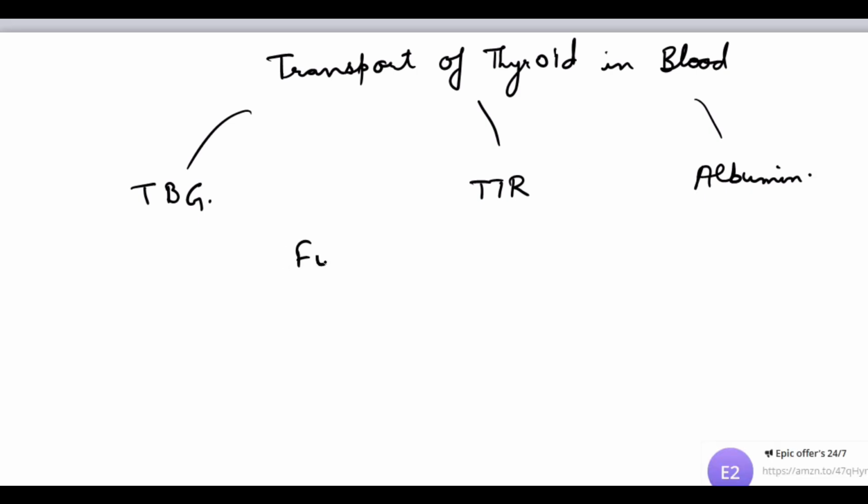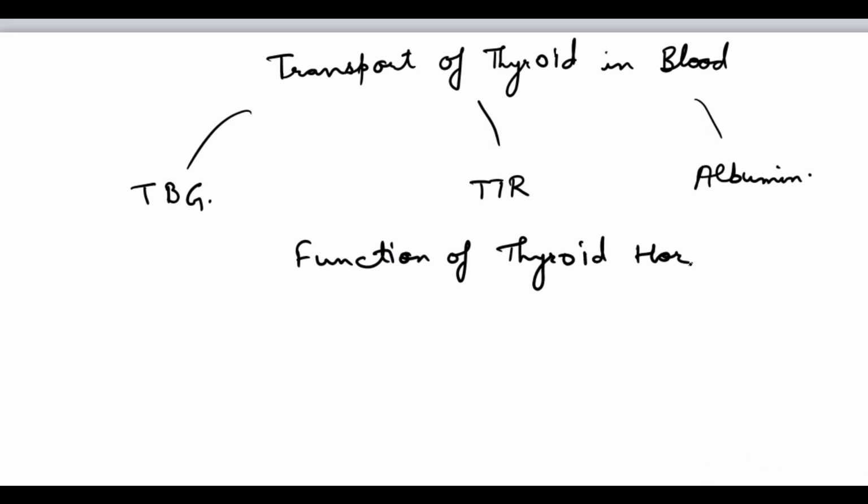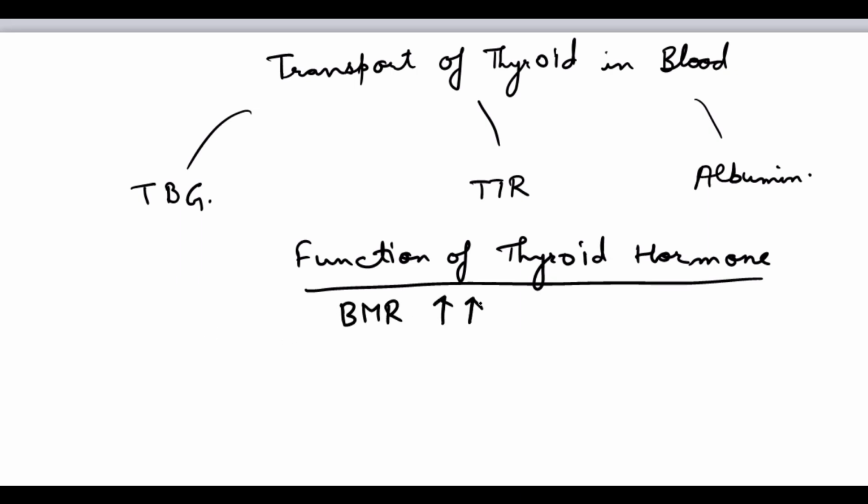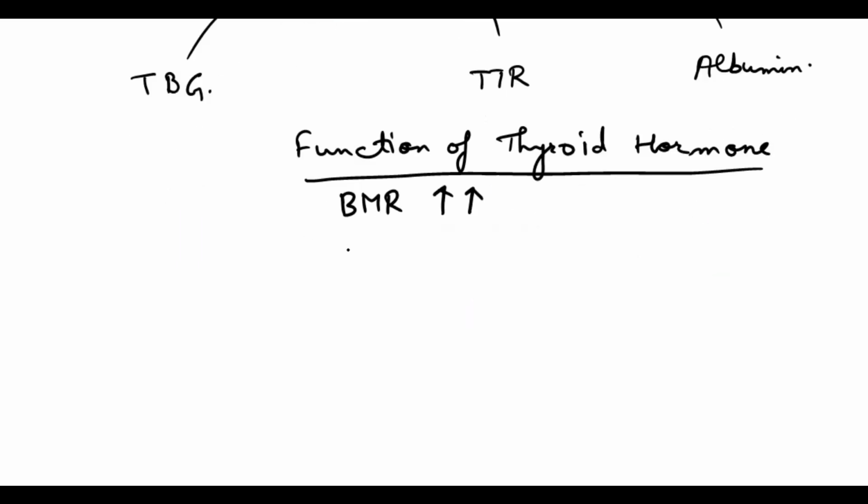Now let us discuss the functions of the thyroid hormone. First is that it increases the basal metabolic rate. Thyroid hormone, thyroxine that is T4, increases the metabolic activity in most body tissues except for the brain, retina, spleen, testes and the lungs. So it increases the BMR. How does it increase the BMR? By increasing the oxygen consumption of the tissues. That process is known as calorigenic action.